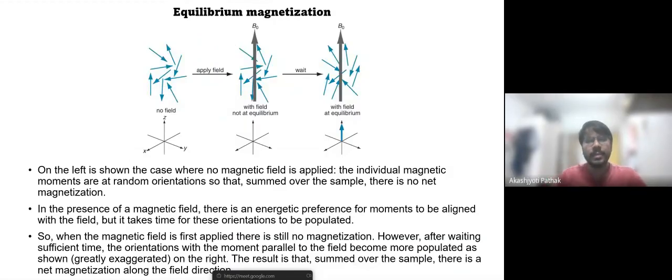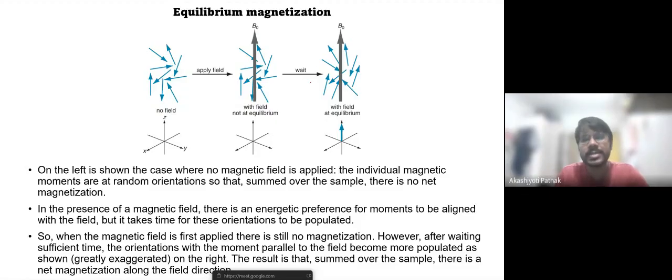So now what happens in equilibrium magnetization? These concepts are important when we have to understand spin lattice and spin relaxation. So when no field is applied, what happens? You can see here that all these magnetic moments are randomly oriented. Now, when you apply an external magnetic field, most of the nuclear spins will have a preference for orienting in the same direction as the externally applied magnetic field.